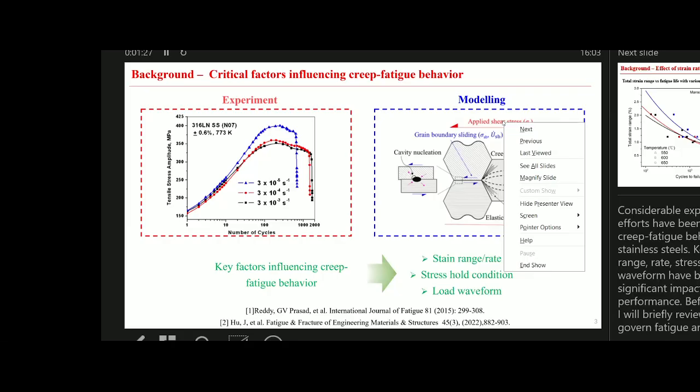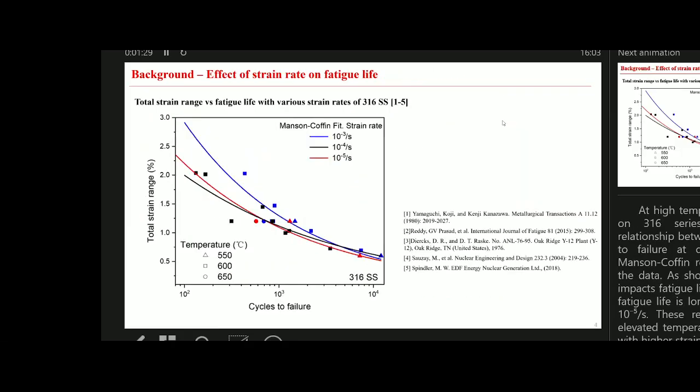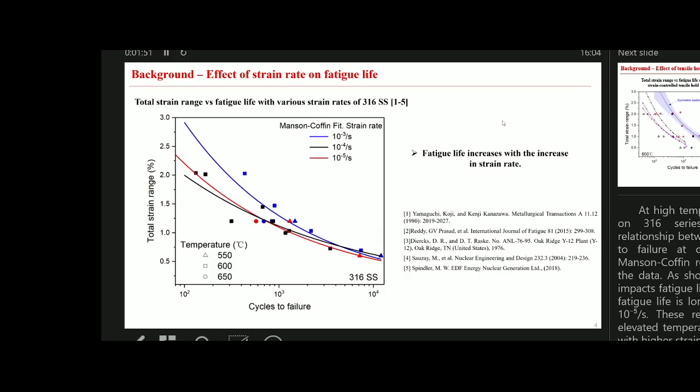First, we examine the relationship between strain rate and fatigue life. In this figure, we use a Manson-Coffin relationship to fit the data we collected. We can clearly see that the test conducted at 10⁻³ per second, the blue line, shows a relatively longer fatigue life compared to the tests conducted at 10⁻⁴ and 10⁻⁵ per second. This represents that the fatigue life increases with increase in strain rate.